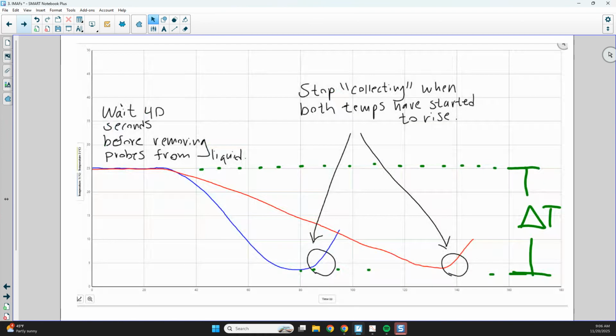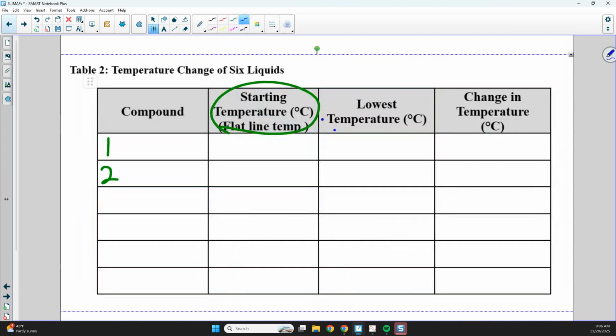So step 7 says, after removing the probes from the liquid, the temperature should drop. Continue to collect data until the temperature starts to climb again for both liquids. Note that the temperature will start to climb more quickly for some liquids than others, again, because they have different IMFs. So we see here that both lines have bottomed out. The blue one bottomed out right there, and the red line bottomed out somewhere in there. Okay, so that's going to be our lowest temperature, and we will record that on table 2.